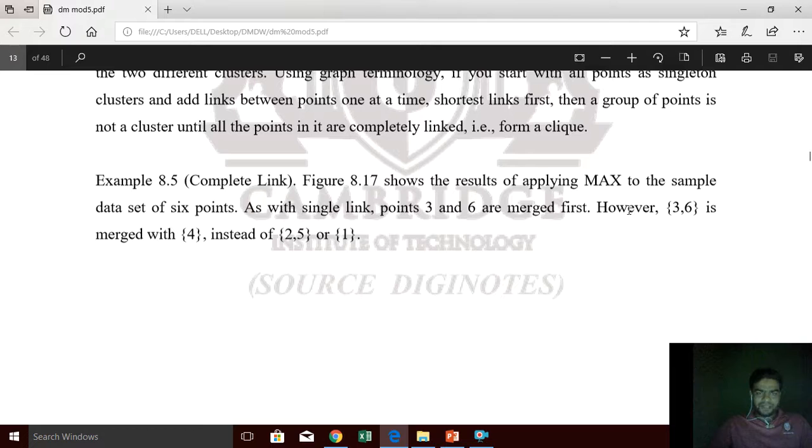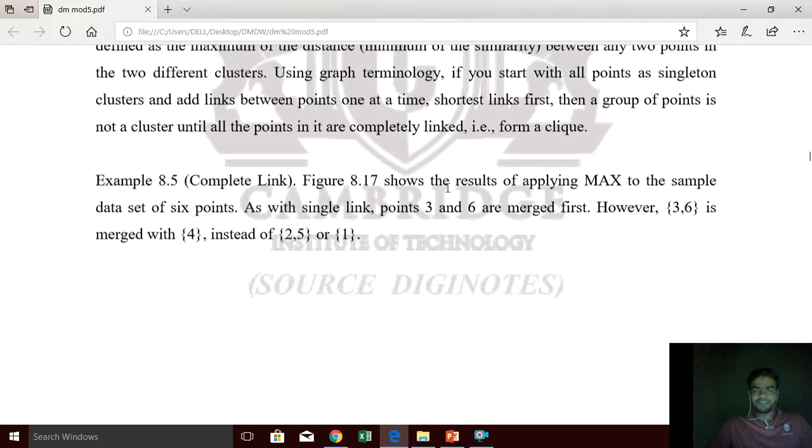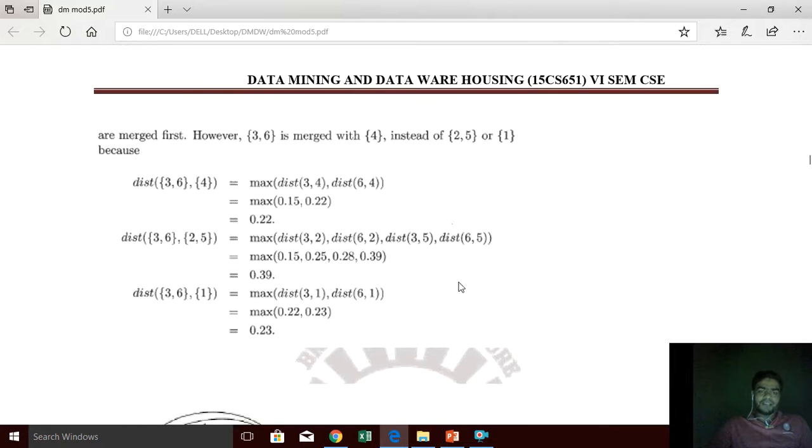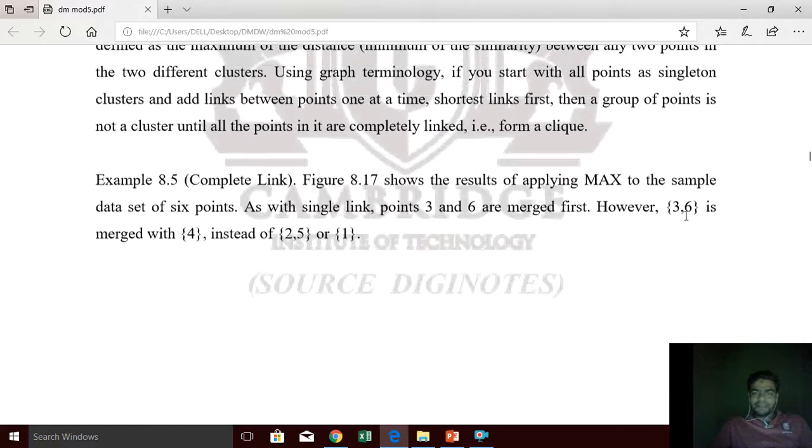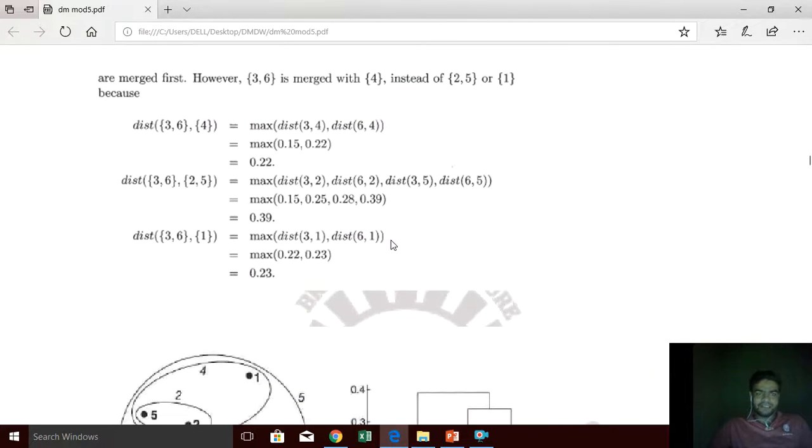Now take for example 8.5, complete link. Figure 8.17 shows the results of applying max to the sample data set of 6 points. As with single link, P3 and P6 are merged first. However, {3,6} is merged with 4 instead of {2,5} or 1. Now how is it done? Why is {3,6} merged with 4, and why is it not merged with {2,5} or 1? That we'll see here.